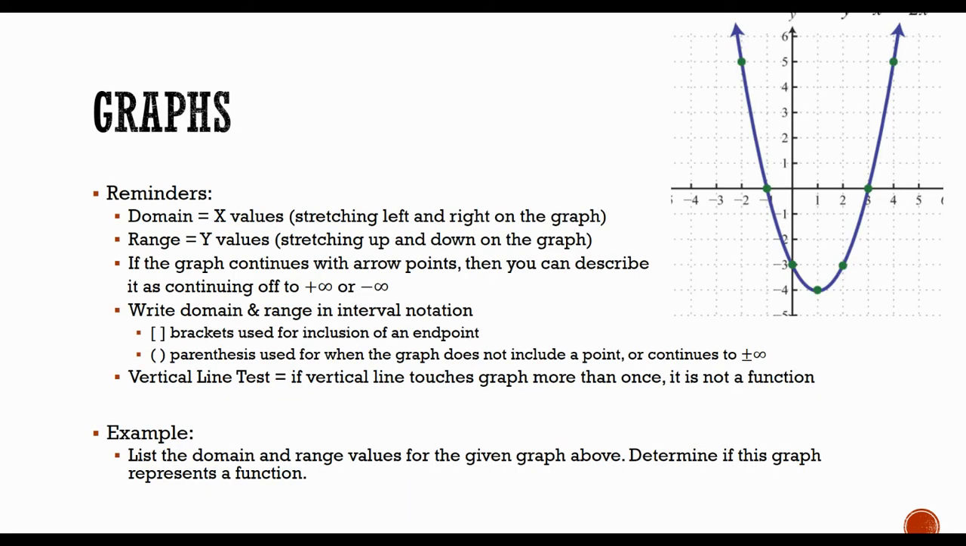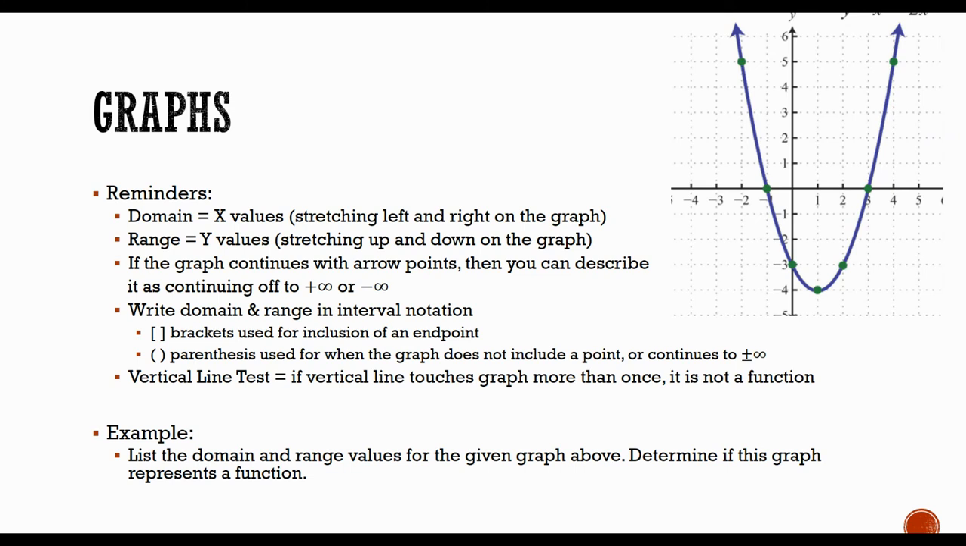So let's look from a graph point of view. If you're looking at a graph, your domain is still your x values, but what you're going to visually look for is the stretching of your graph to the left and the right. When you're talking about range, or your y values, you're going to look up and down on your graph. How far down, how far up does it go? If your graph ever continues on past the screen with arrow points, then you're going to use positive or negative infinity to describe the continuation of that graph.